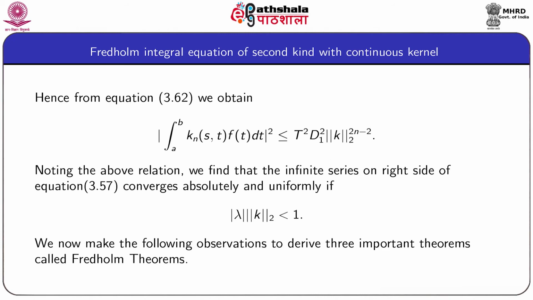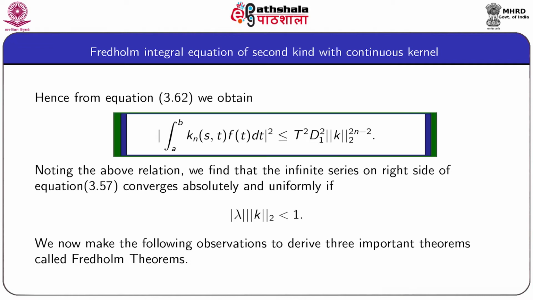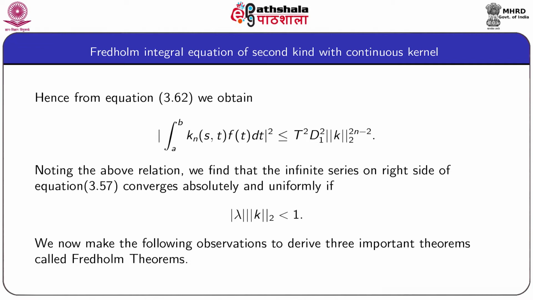Hence, from 3.62, that means from here, we see that we have set up a recurrence inequality for dn square. So if I substitute that inequality in this equation 3.62, we obtain that mod of integral a to b kn st ft dt whole square is less than or equal to t square d1 square into norm of k2 to the power 2n minus 2. That means we have got an estimate of the expression on the left hand side.